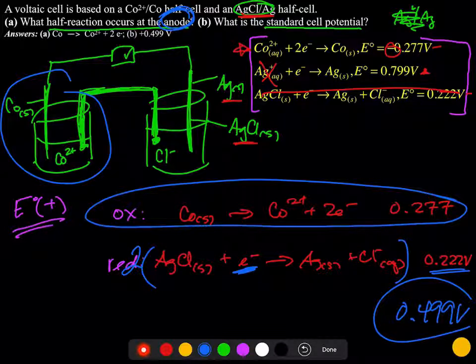So when we're looking at a cell and we're trying to answer questions like which is the anode or what's the cell potential, step one is always: what's present? And then narrow down the reactions that are plausible, and then figure out what's going to work in the context of your cell.